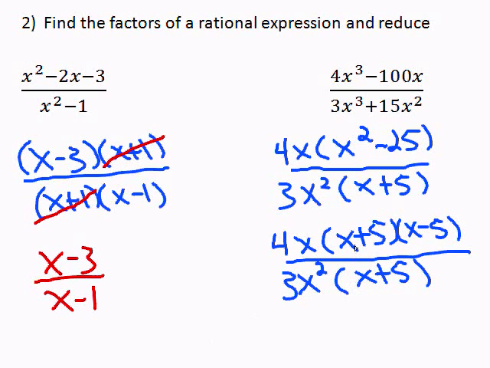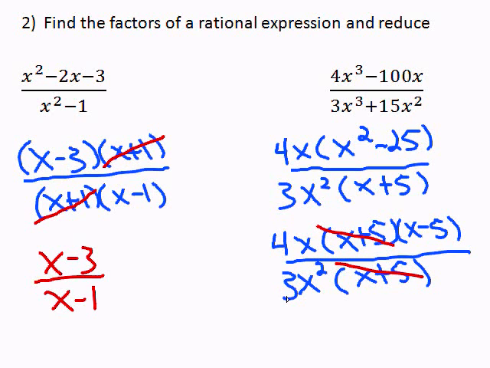The second expression, you notice both the top and bottom had common factors, so we could factor out the 4x, leaving us with x squared minus 25. And on the bottom we could factor out 3x squared, leaving us with x plus 5. X squared minus 25 was a difference of two squares, so we could factor that as x plus 5 and x minus 5. We notice there's an x plus 5 on both top and bottom, so we cross those out.